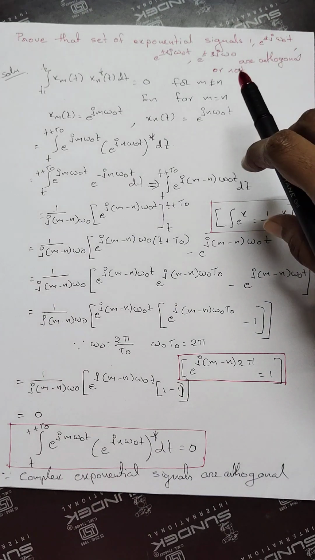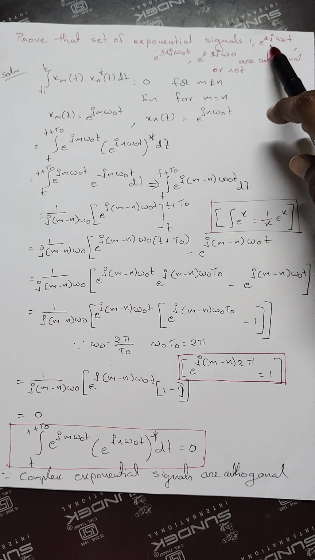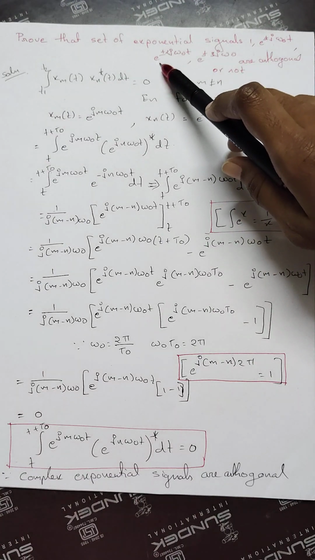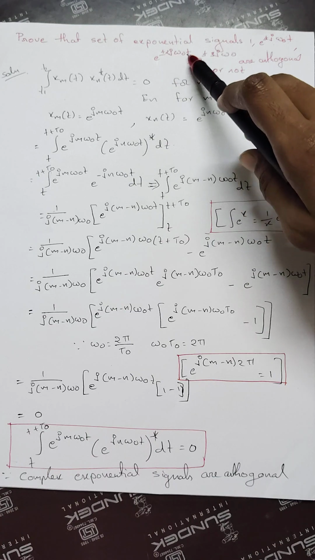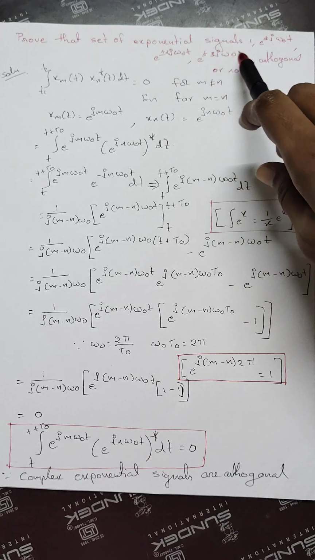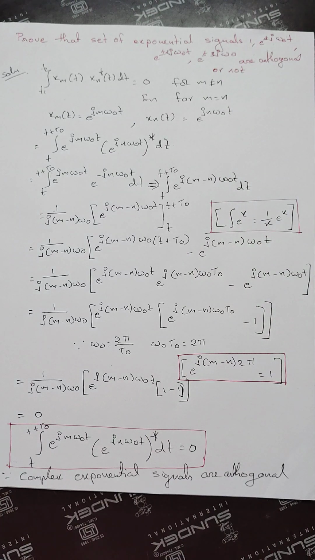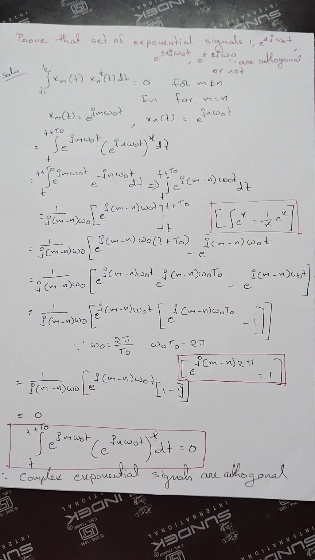Here the given exponential signals are what? 1, e power plus or minus j omega naught t, e power plus or minus 2j omega naught t, e power plus or minus 3j omega naught t and so on. Are they orthogonal or not? So we have to verify. So we have to take the complex type of signals.